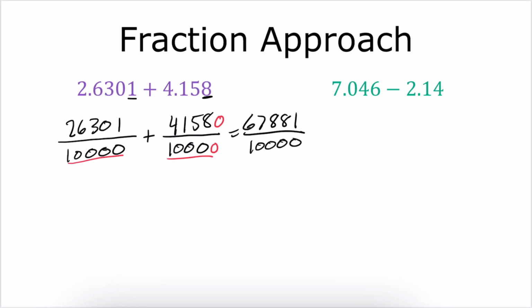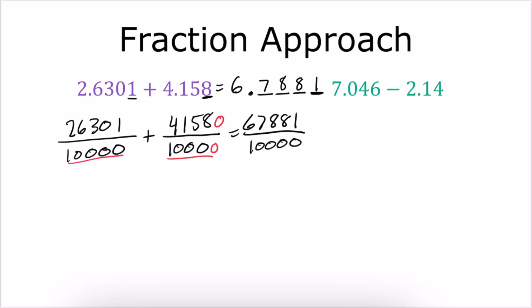Then I can just convert that back into a decimal. Since my denominator is 10,000, my last digit will go in the fourth decimal place because that's the 10,000ths place. And so I'll put a 1 there and then just fill in the rest of the digits before that. And that gives me my answer, which is 6.7881.